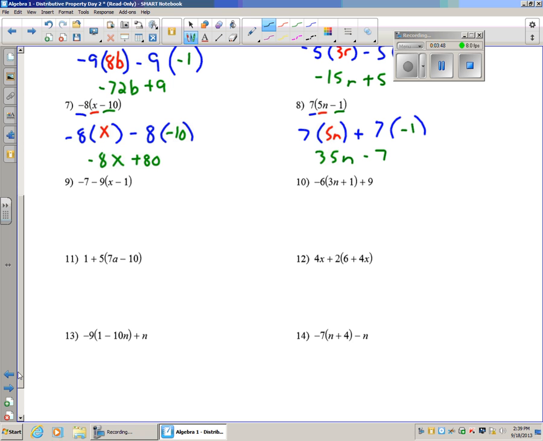Number 9, -7 is not doing anything, so I'm just going to write the -7. However, I'm distributing the -9, so -9 times something, -9 times something. My first term is x. My second term is -1. So again, the -7, nothing's happening, so it's just going to drop down. -9 times x gives me -9x, and -9 times -1 gives me positive 9.